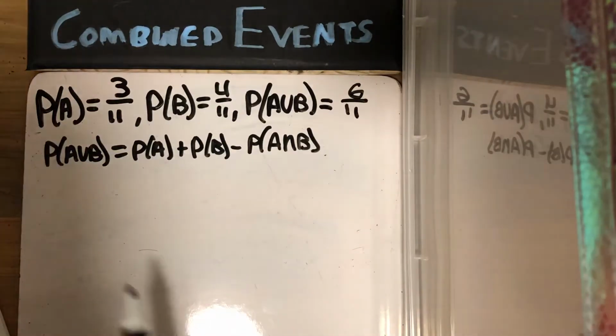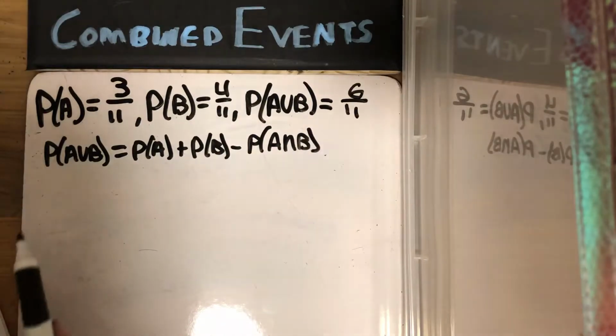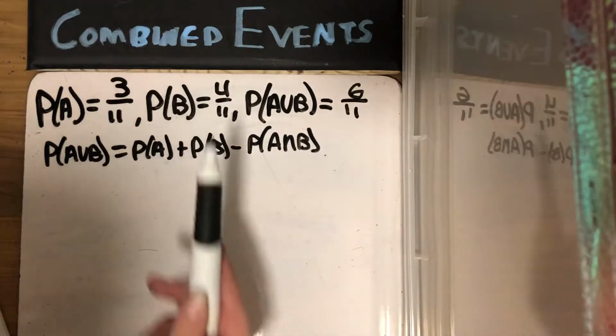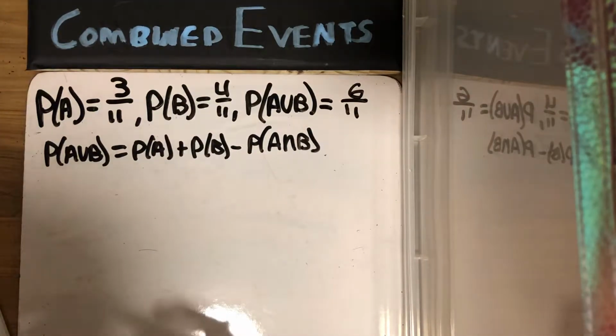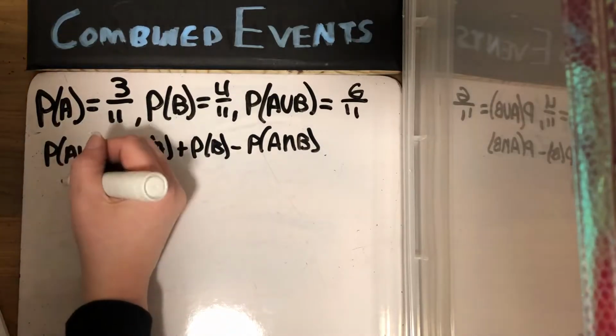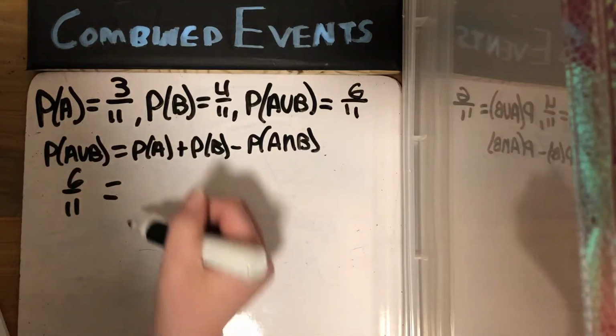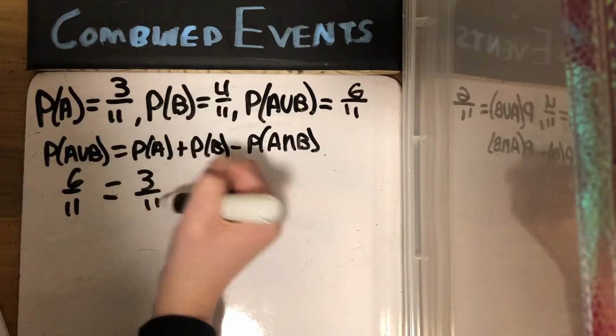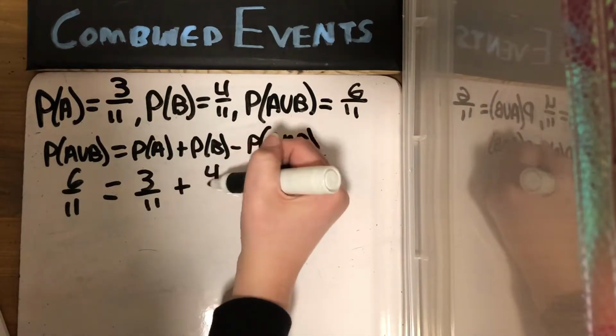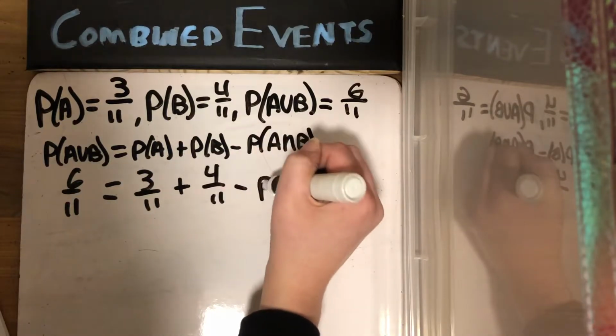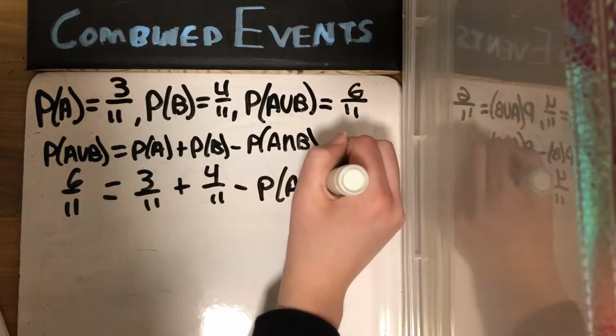So here's the problem. I kept the information at the top, and then I went and wrote out the equation for the combined events, and now we're going to plug in some numbers. The union of A and B we know is 6/11. We know that the probability of A is 3/11. The probability of B is 4/11, and we don't know the intersection of A and B yet.